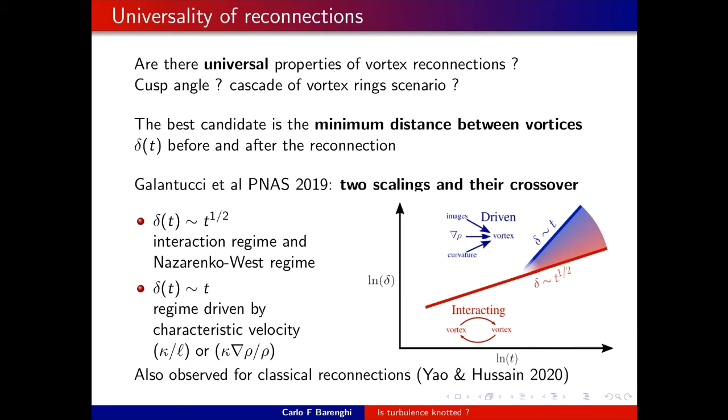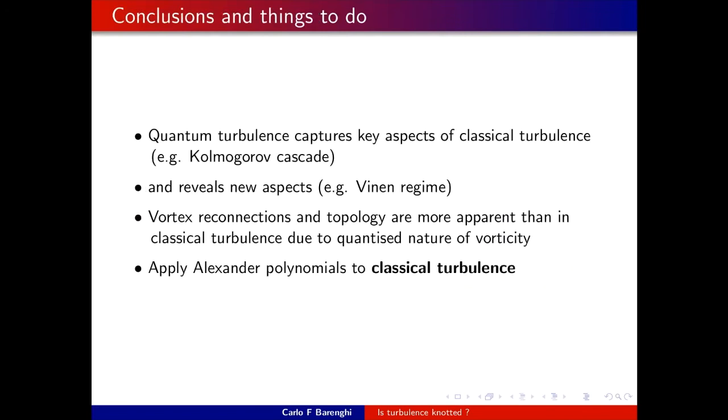There are these two scalings, and one scaling was known in classical physics. There was a paper by Hussain in Texas and collaborators who solved the Navier-Stokes equation for reconnections, and after our paper he discovered also the second scaling. So there is some kind of universality in these reconnection events, which, as I said, produces the topology, destroys it and reproduces it again.